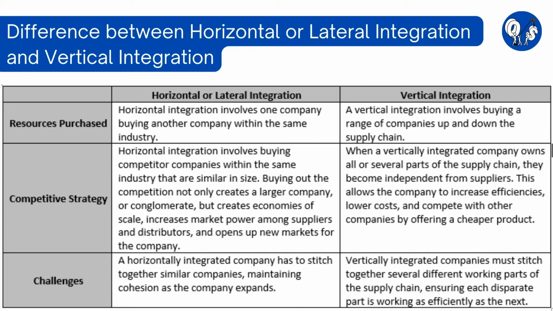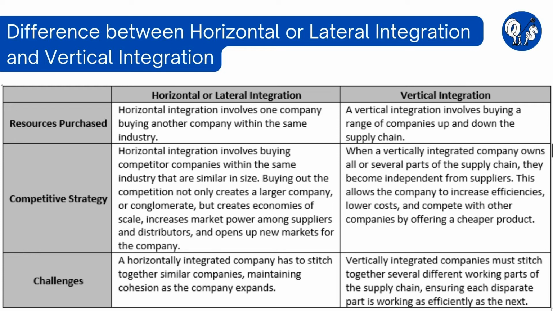Horizontal integration involves one company buying another company within the same industry, whereas vertical integration involves buying a range of companies up and down the supply chain. The second difference is that horizontal integration involves buying competitor companies within the same industry that are similar in size. Buying out the competition not only creates a larger company or conglomerate, but creates economies of scale, increases market power among suppliers and distributors, and opens up new markets for the company.